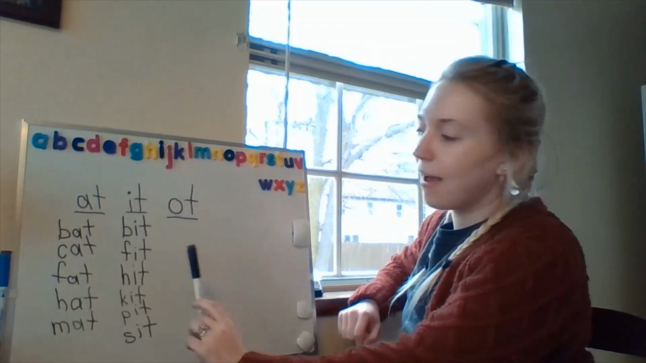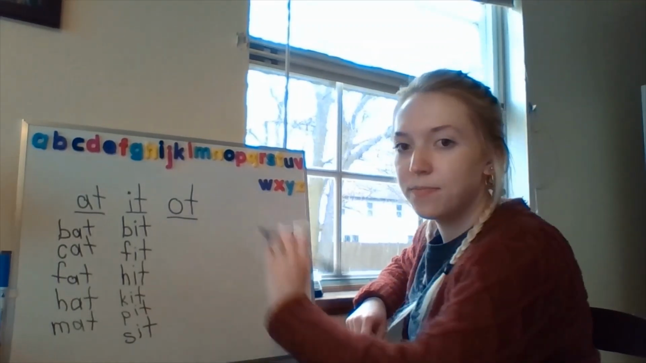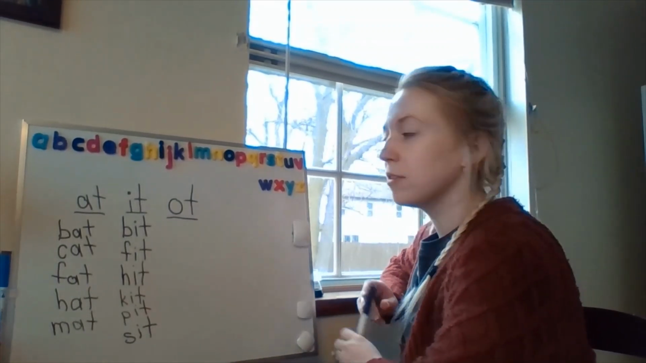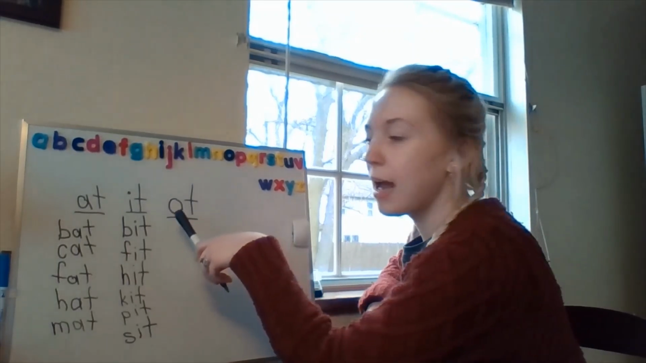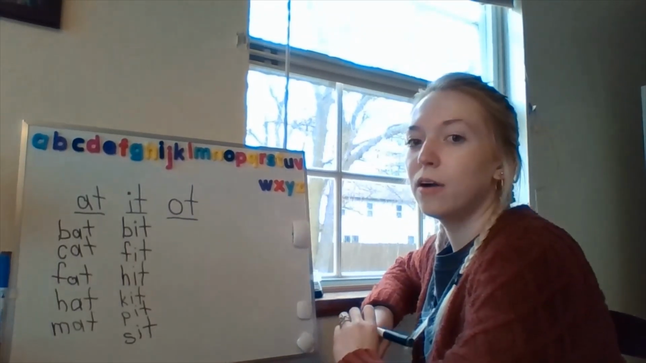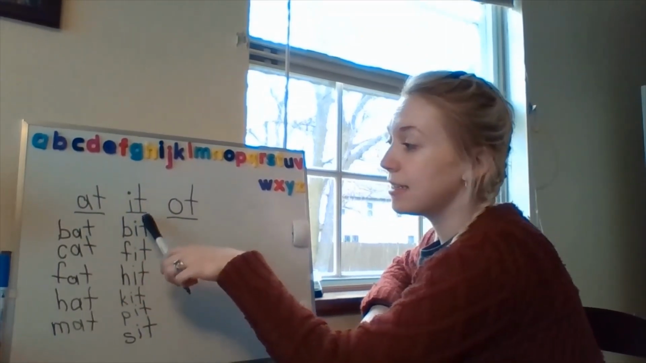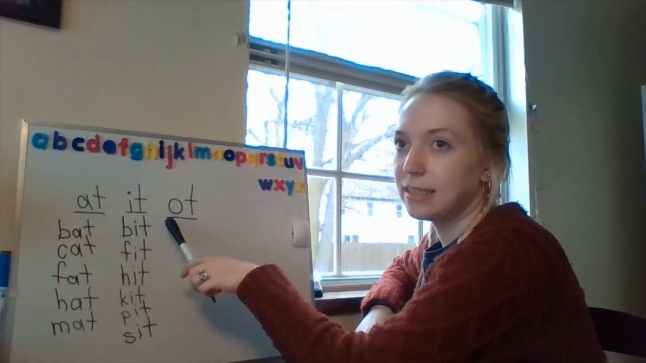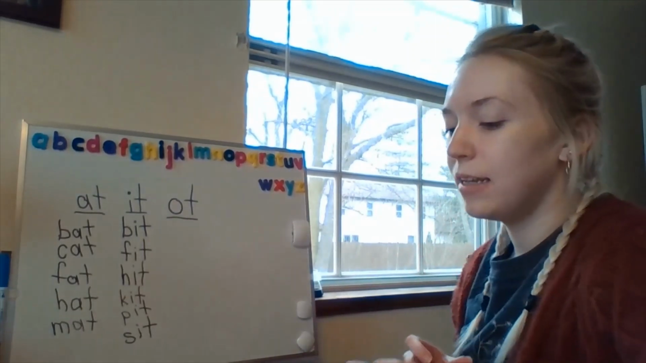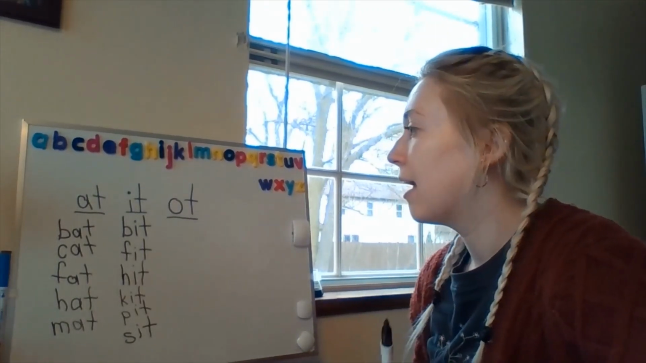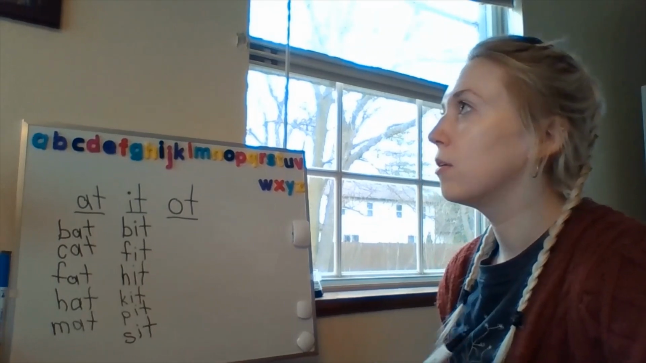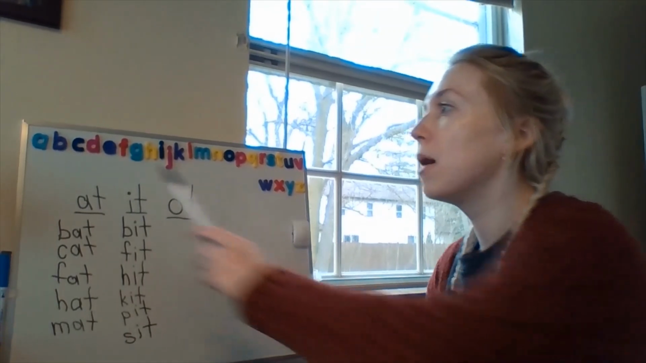So now we have an O and a T. Do you know what sound those letters make? They make ot. So now we had words that end in at, it, and now we have words that end in ot. So let's try to think of a word that ends in ot. So let's think. Ot. What about a B?